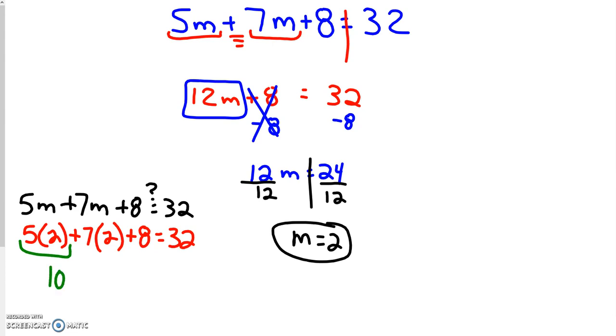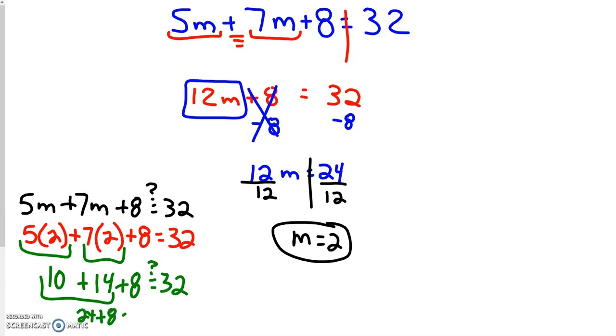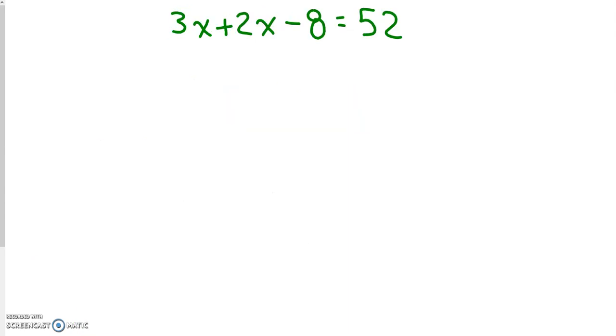5 times 2 is 10. 7 times 2 is 14. I'm going to add all that together. Hopefully, the two sides both equal 32. This is 24 plus 8. On the right side, I got 32. 24 plus 8 is 32. So 32 on the left equaled 32 on the right. I checked it. I know it works. So I know that m equals 2.